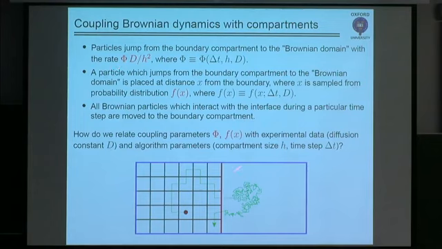Then this is a much more detailed model, so I have to decide where to initialize the particle, because here I only know that it was in a compartment. So I just say that a particle which jumps here is initialized at a distance x from the boundary, where x is sampled from some probability distribution f(x). And all particles which wander here are accepted to the boundary compartment. So now the question is, how do we relate these coupling parameters, phi and f(x), with experimental data, which is the diffusion constant d in this case, and algorithm parameters, which are compartment size h and time step delta t. To do it, we have to write some governing equation for this coupled process.